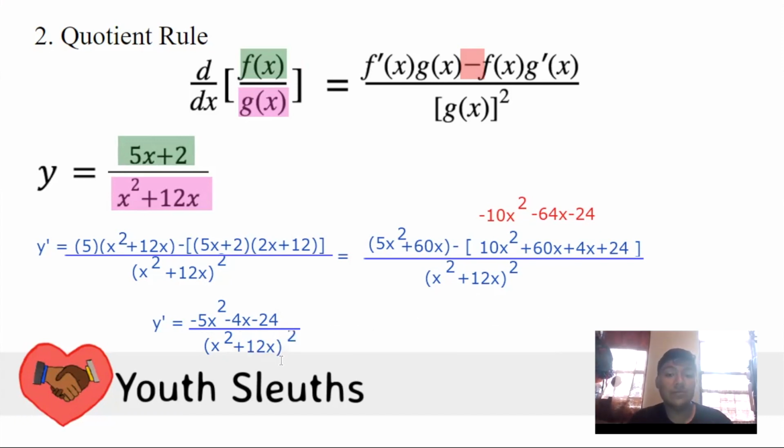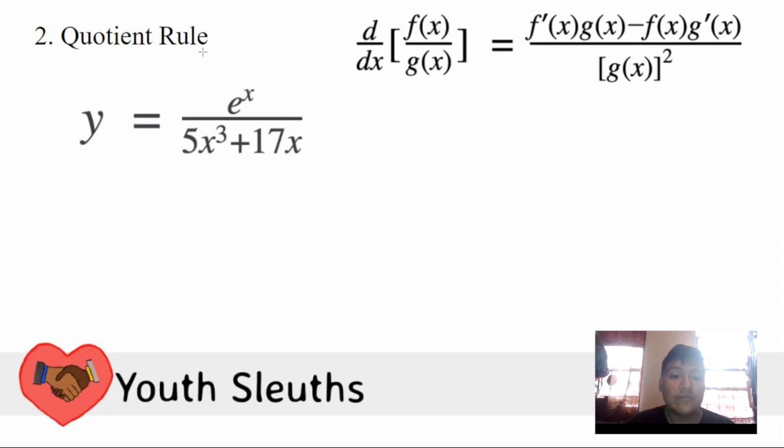So now we found the derivative of y using the quotient rule. In our next slide, we will use another example to master the quotient rule. In this slide, we have y equals e to the x over 5x cubed plus 17x. So if we notice here, again, we have one function, which is e to the x, being divided by another function, which is 5x cubed plus 17x. So if we look at our quotient rule, we have our g of x, and we have our f of x.